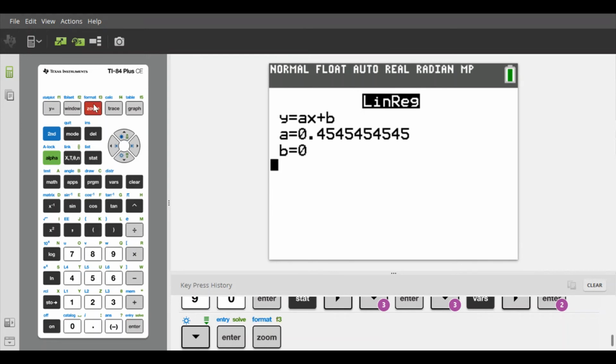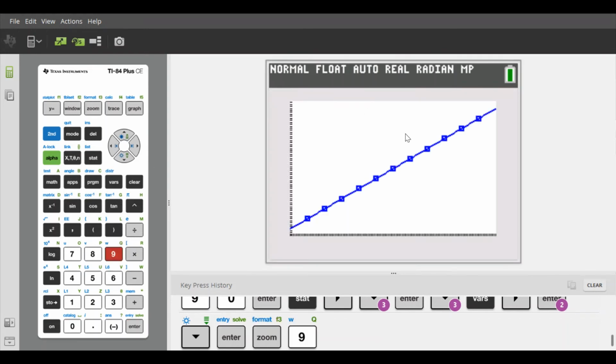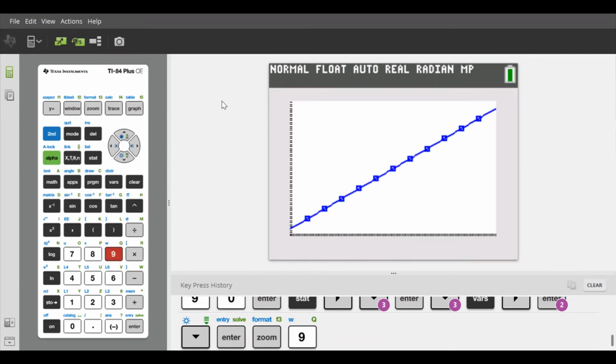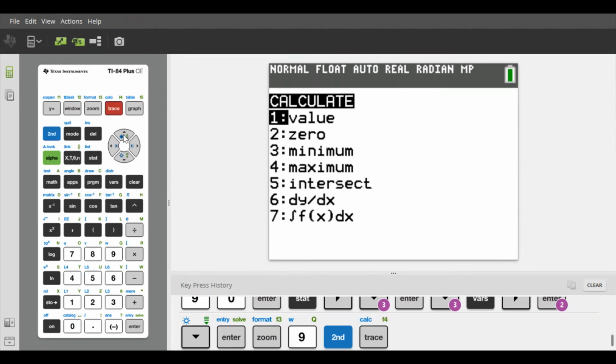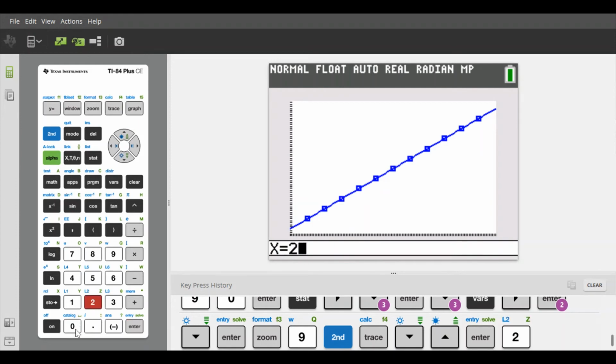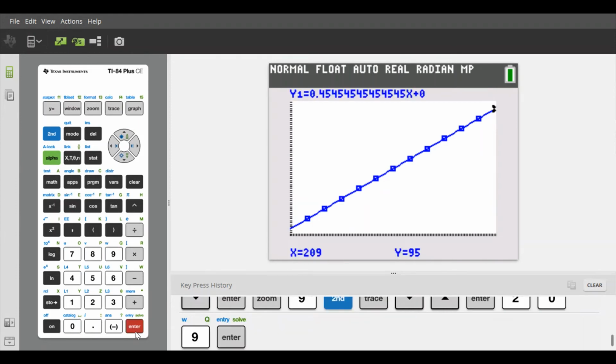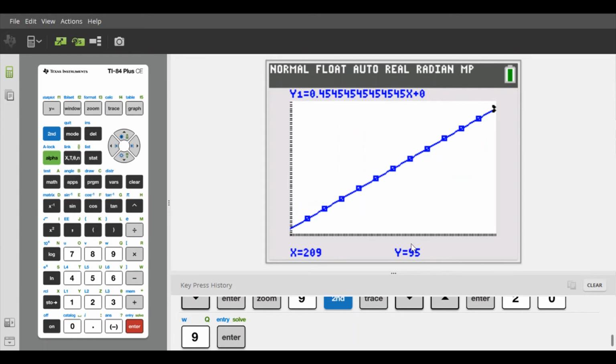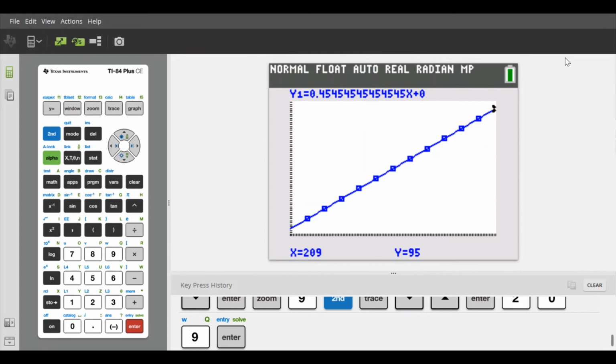If you do zoom stat, which is number 9, your graph looks like this. I told you I would help you figure out what we would need to type in order to figure out your value for a 209-pound patient on your calculator. In order to do that, we go second calc, value, which is number 1. X is 209. Hit enter, and it says Y is 95 when X is 209. So just what we interpreted to be already on our lecture notes. We are ready to go. So let's go back to the lecture notes and do the next one.